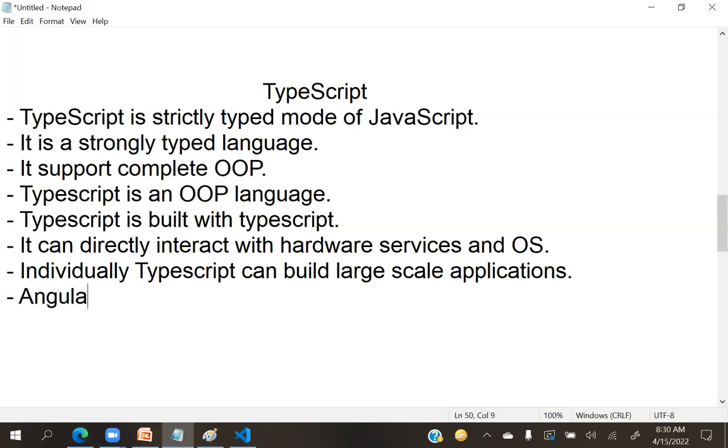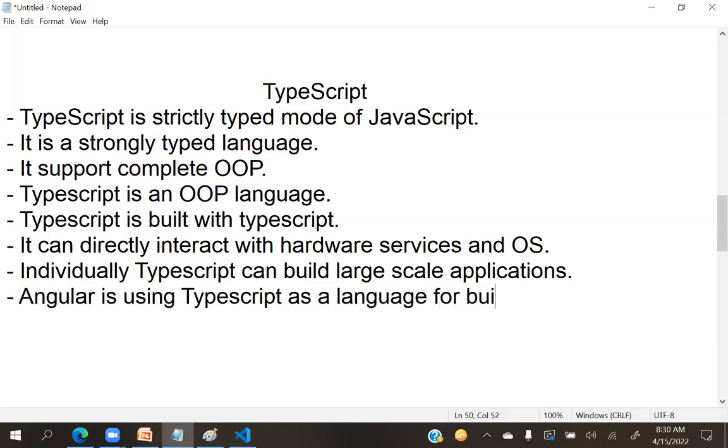So Angular is using TypeScript as a language for building applications. Understood? So TypeScript can individually build applications, but Angular is using TypeScript to overcome the problems of JavaScript. So how this TypeScript works, how to install it, how to set it up, how to learn this language, we will see.